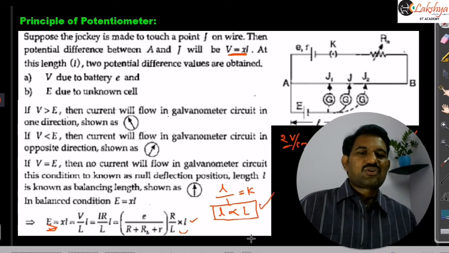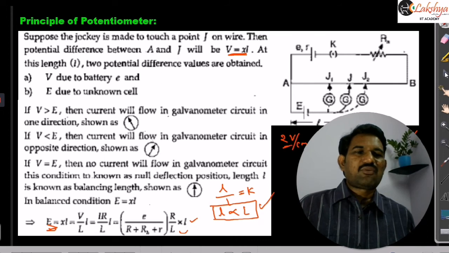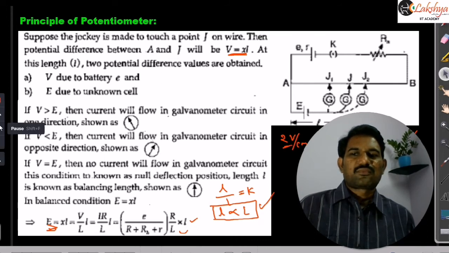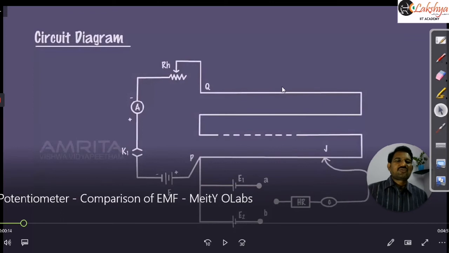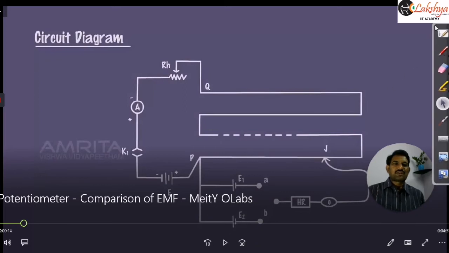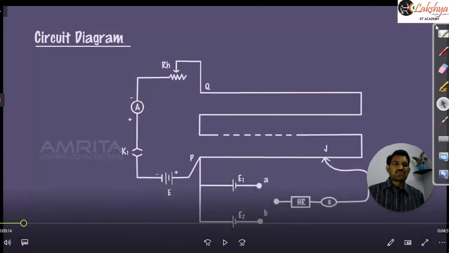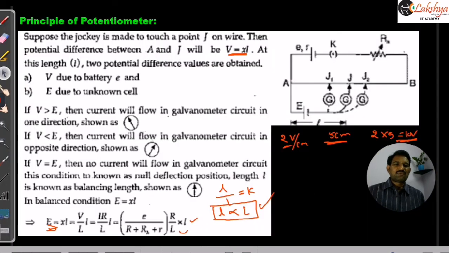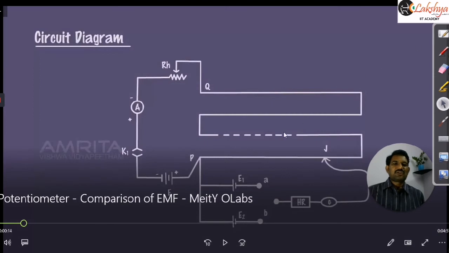And now let us see the comparison of EMF of the cells. For the comparison of EMF of the cells, generally the circuit will be shown like this. This is a potentiometer, and this part is what we call the primary circuit. This is the secondary circuit. Here we are connecting the two cells E1 and E2 whose EMFs are to be compared.